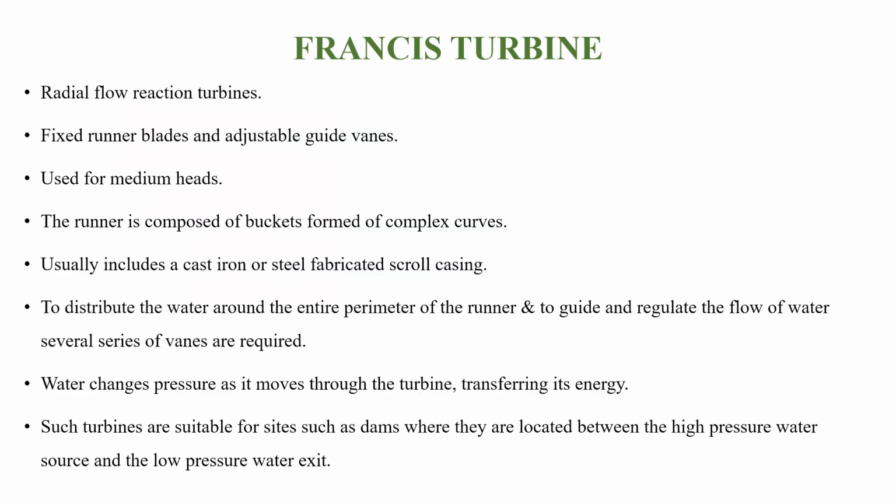Next one is the Francis turbine. Radial flow reaction turbines, with fixed runner blades and adjustable guide vanes, used for medium heads. The runner is composed of buckets formed of complex curves, and usually includes a cast iron or steel fabricated scroll casing. To distribute the water around the entire perimeter of the runner and to guide and regulate the flow of water, several series of vanes are required. Water changes pressure as it moves through the turbine, transferring its energy.